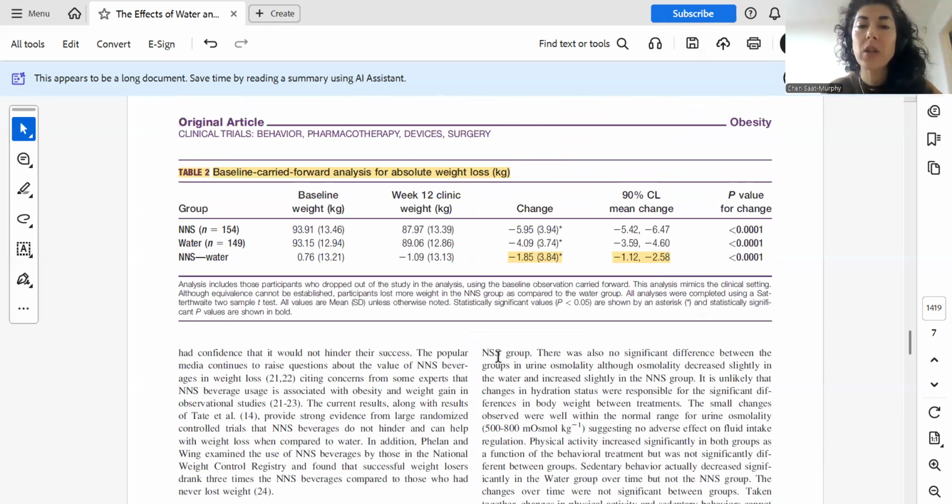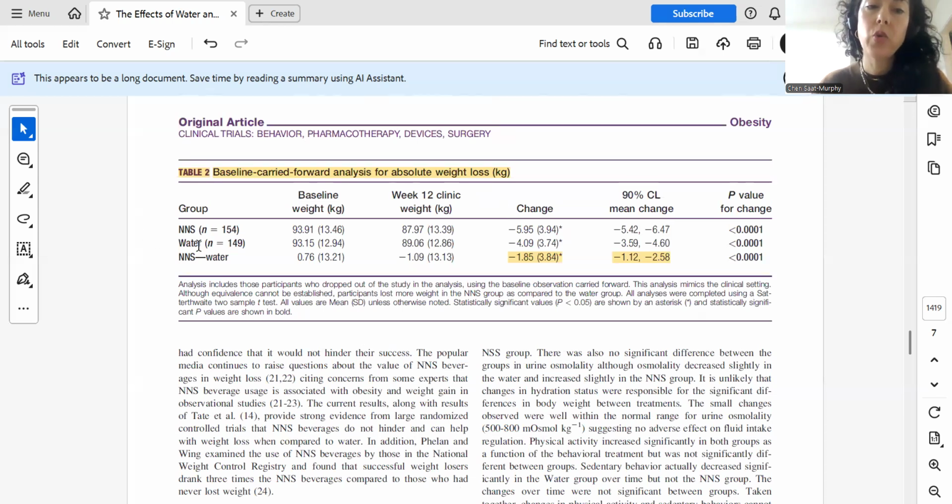Now you can see there's quite a lot of details in this table. We're going to break it down. The first one is the result for the non-nutritive sweeteners group. This is the weight at baseline. This is the weight at the end of the study. And this is how much weight they actually lost in that study. This is the confidence intervals. I'm going to talk about it in a second.